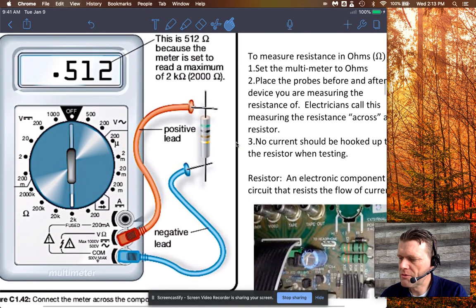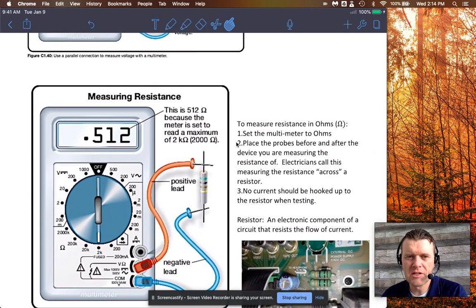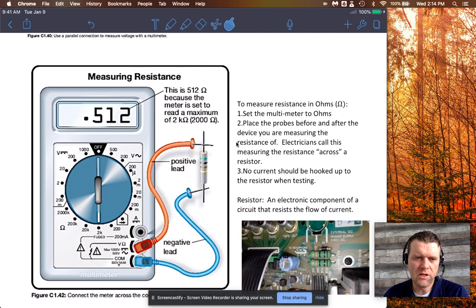The third one is resistance, and this one's kind of similar to voltage. We need to basically place our probes at the beginning and the end, if you will, of the resistor. The only difference here is we're not running current through the resistor. As noted here, number 3, we basically do the same steps: set the multimeter to ohms, place the probes before and after the device, but we don't run current through it, because that would compromise your reading.